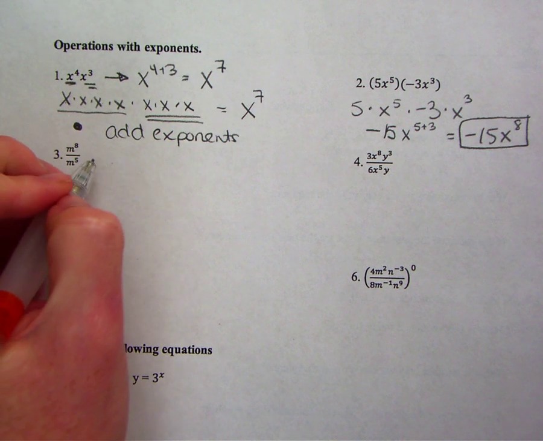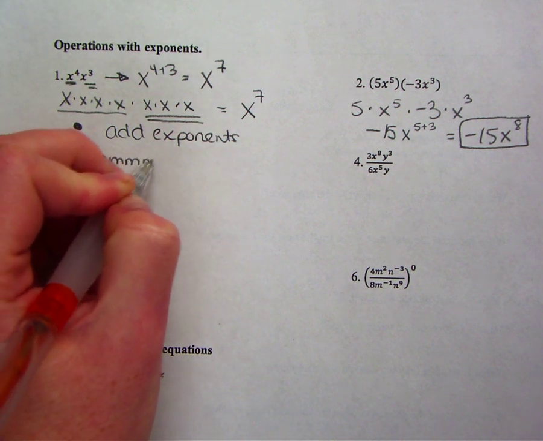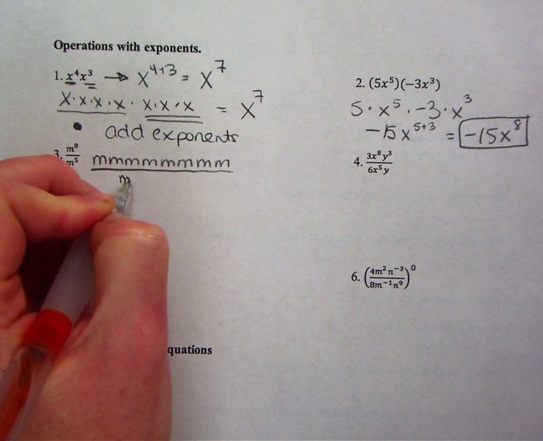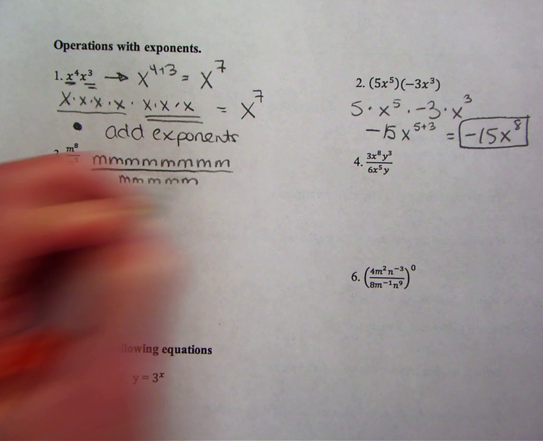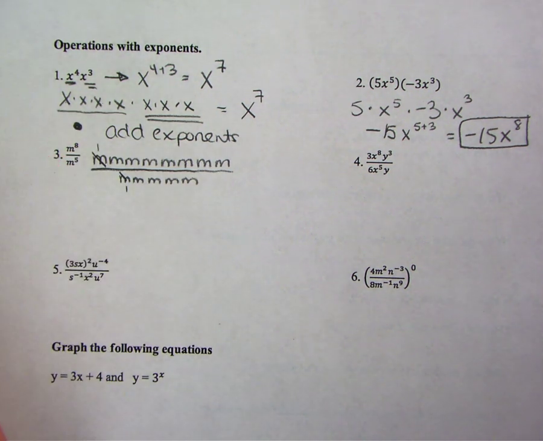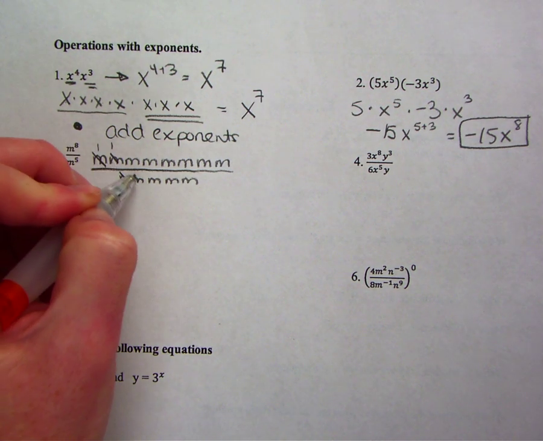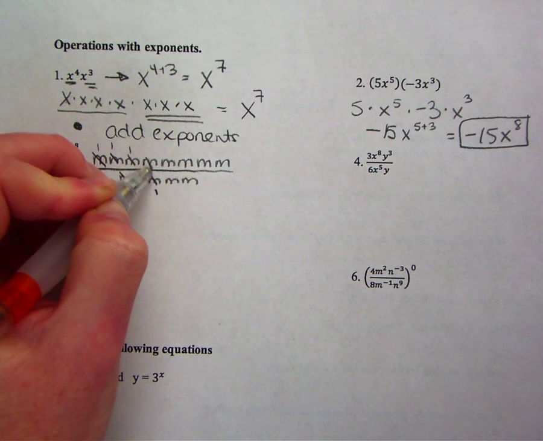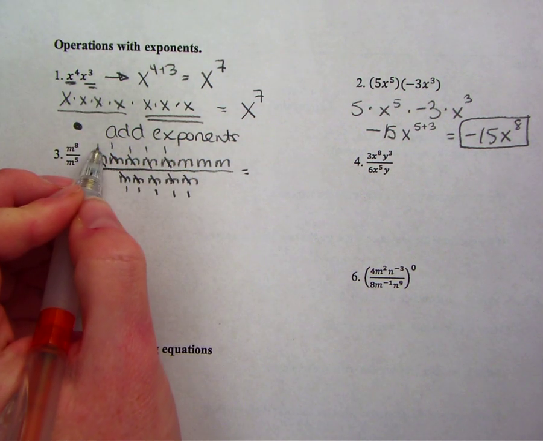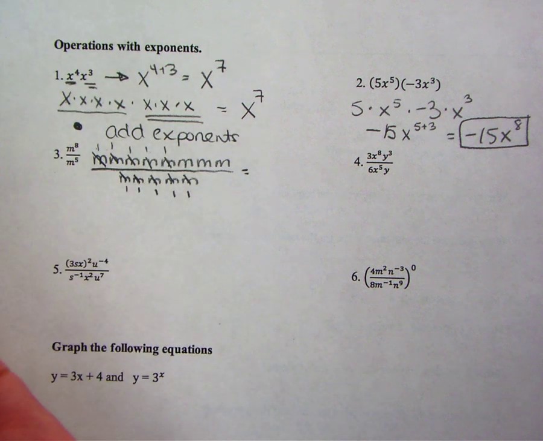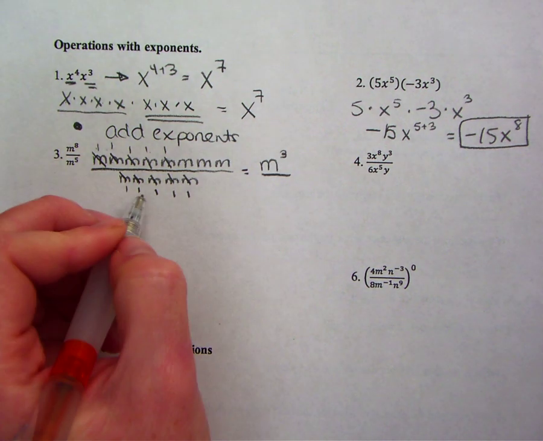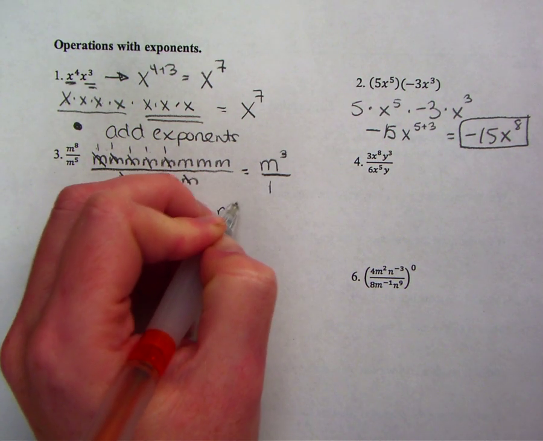Now looking at division, we have m to the 8th, so that means we have 8 m's, all being multiplied together, over 5 m's, all being multiplied together. And if we simplify, we know that if we have the same term over the same term, it's equal to 1. So we can do this with the m's. And when we simplify that and multiply together, 1 times 1 times 1 times 1 is 1, times m times m times m is m to the 3rd, and on the bottom we have 1.